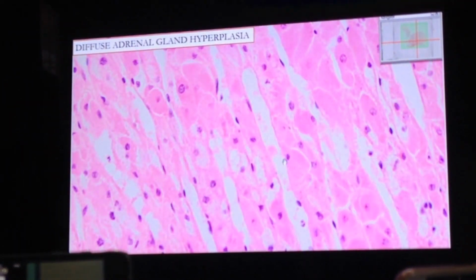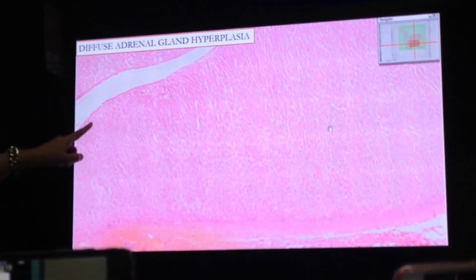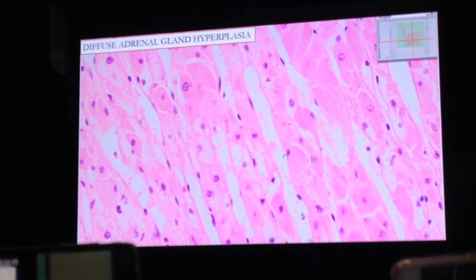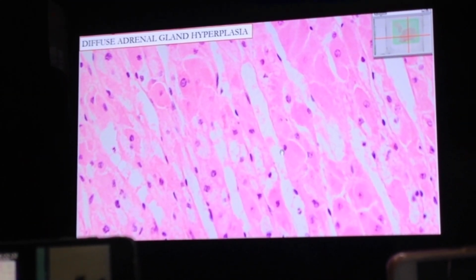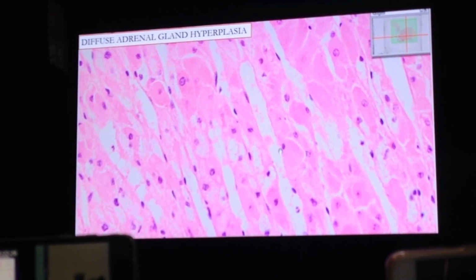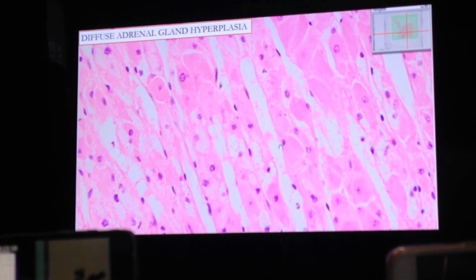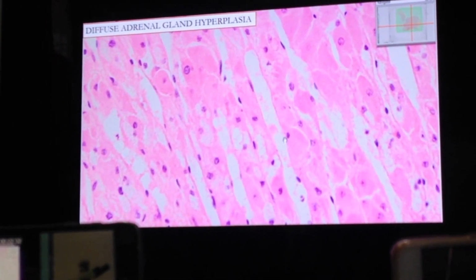So if hyperplastic, usually the cortex is thickened. There is thickening of the cortex. It resembles just the normal cells of the 3 zones. Walang atypia, it's just normal appearing cells, kaya lang may proliferation.